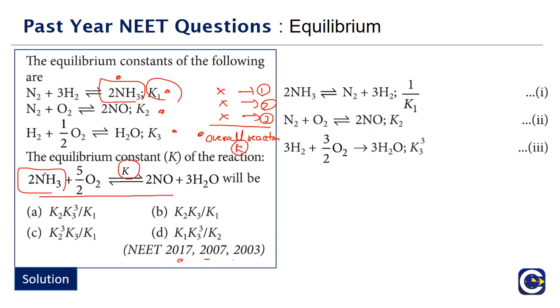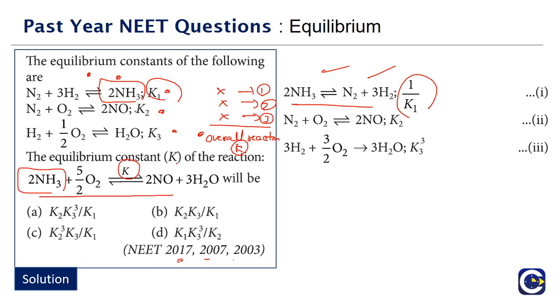In the overall reaction we want ammonia 2 moles on the left hand side, which means in the first equation we have to reverse it. So if we reverse the first equation, what is it going to be? 2NH3 gives rise to N2 plus 3H2. And if you reverse a reaction, the equilibrium constant is going to become the inverse. So for this, the equilibrium constant is going to be 1 by K1.